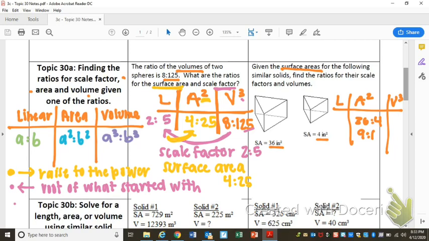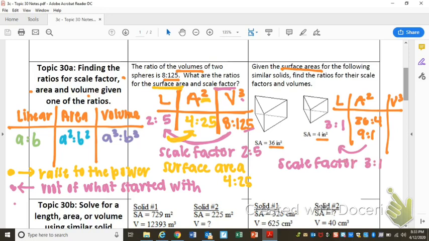And then just like we did before, we always want to go back to square one. Whenever you go backwards, you're going to root whatever you started with. We started with squared, so I'm going to square root the 9 and the 1. The square root of 9 is 3, and the square root of 1 is 1. So my ratio for my scale factor is 3 to 1.